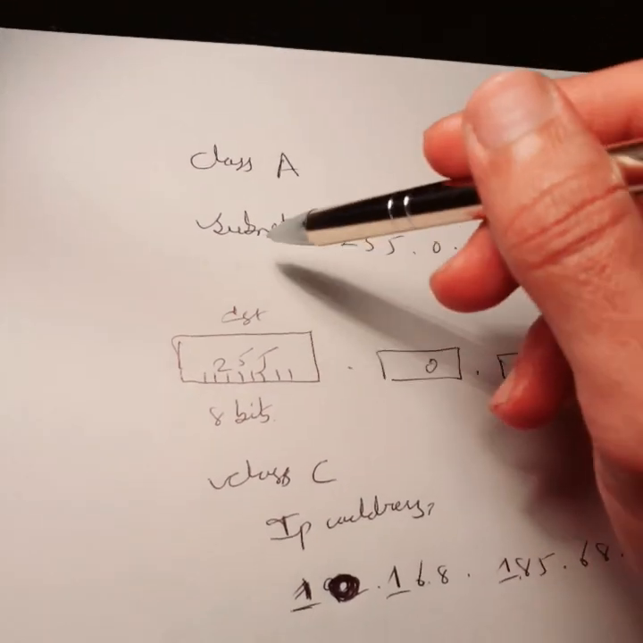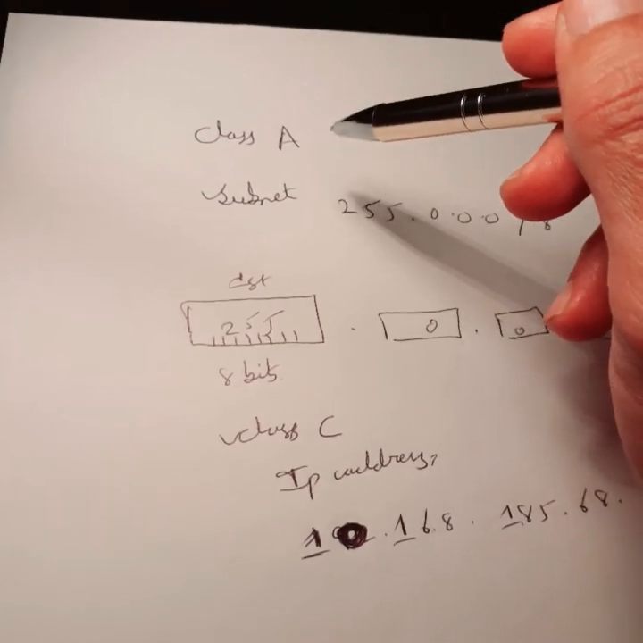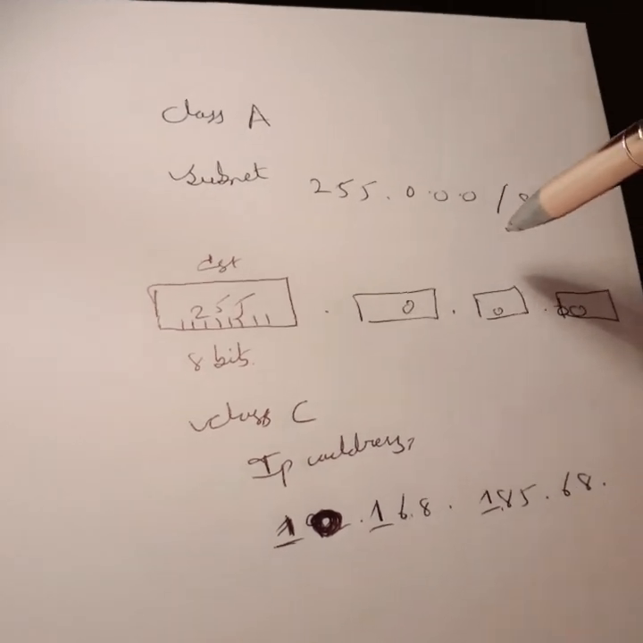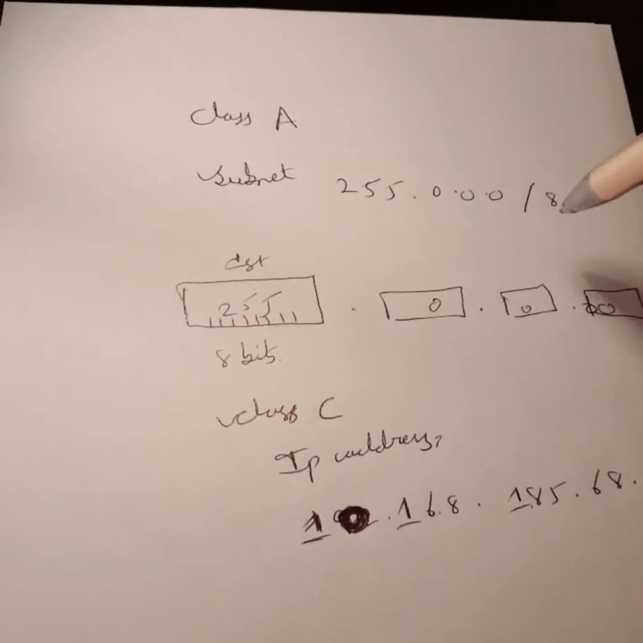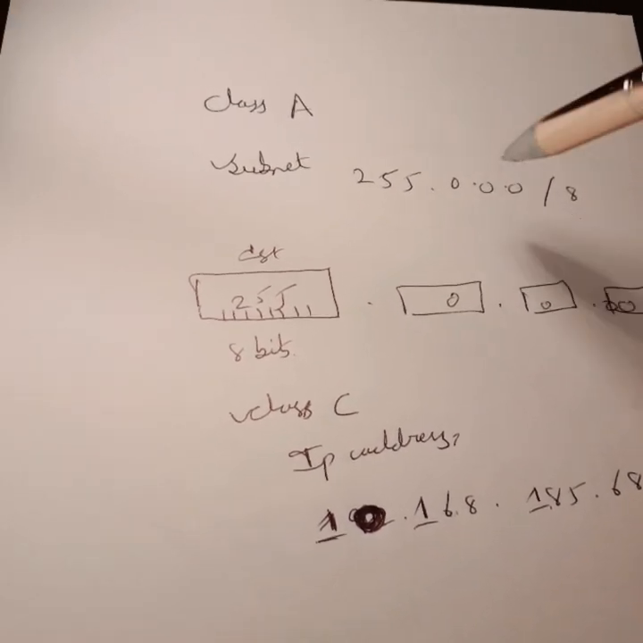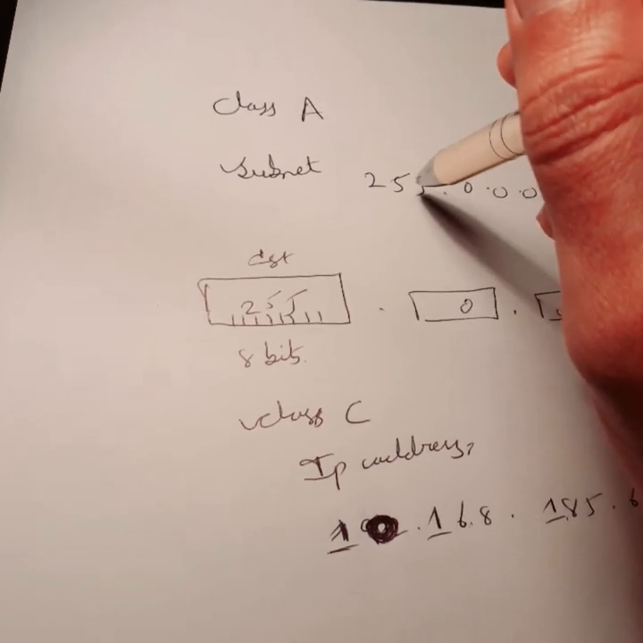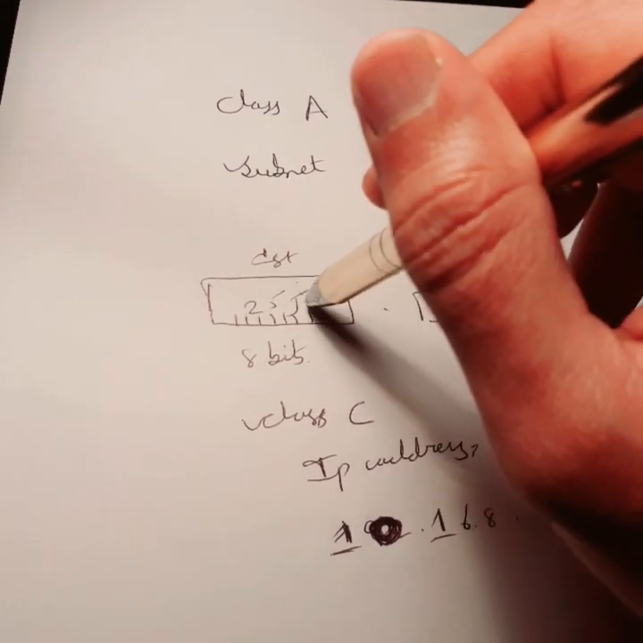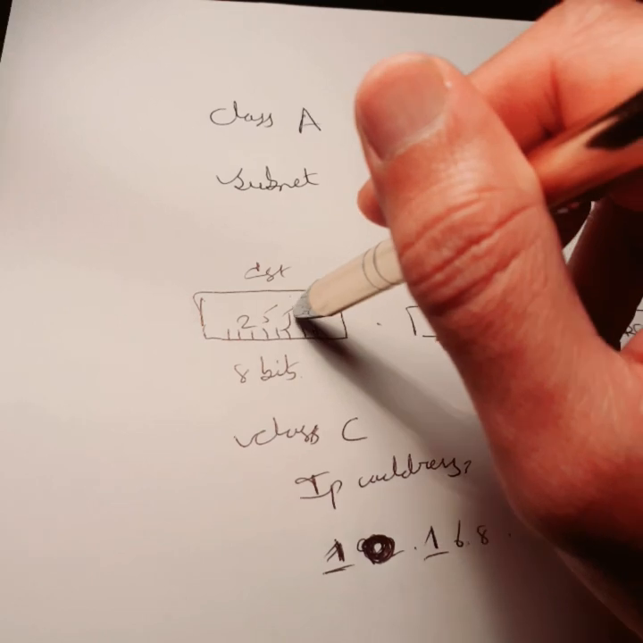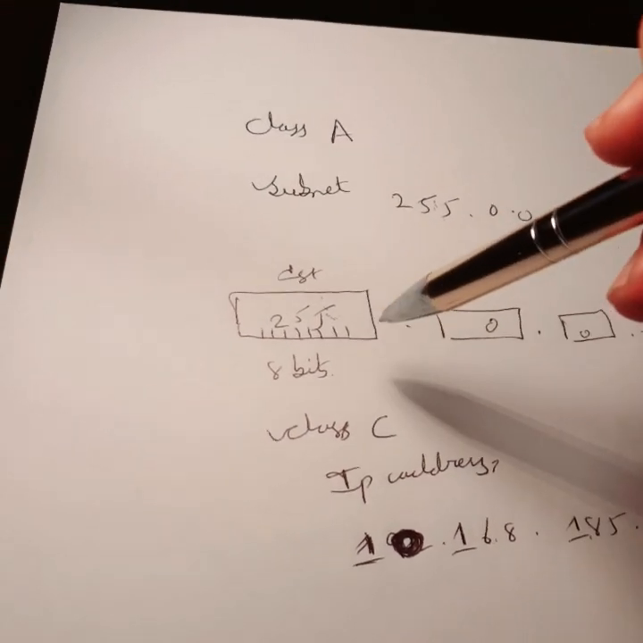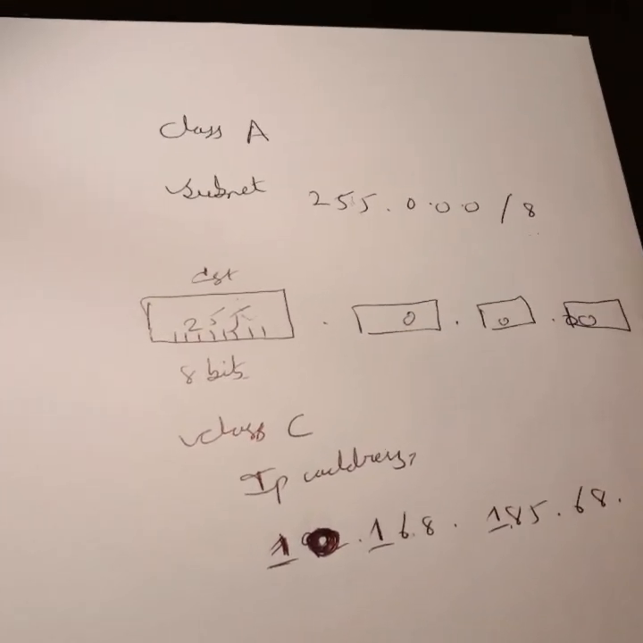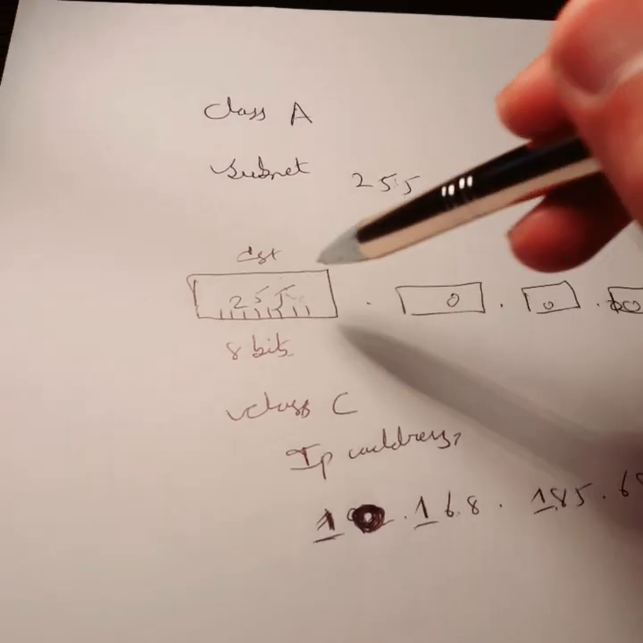Ta-da! What's that? Yeah, that's a class A subnet mask, as you know. So /8 means that we have 8 bits here, so 255, 8 bits, and this is all zeros here, so /8.